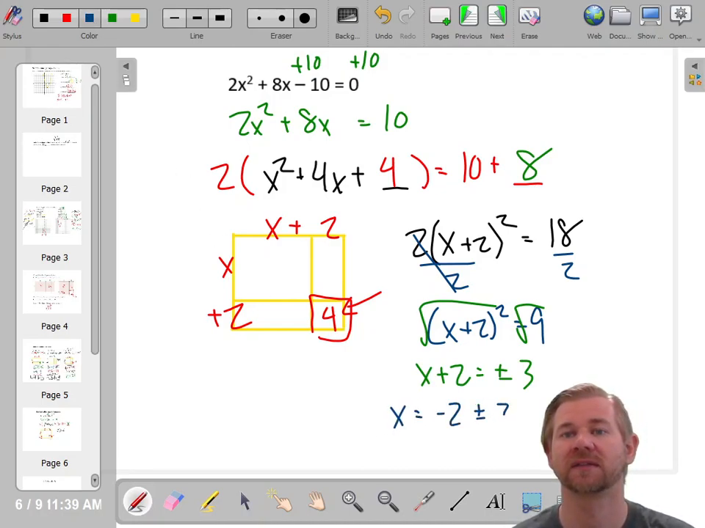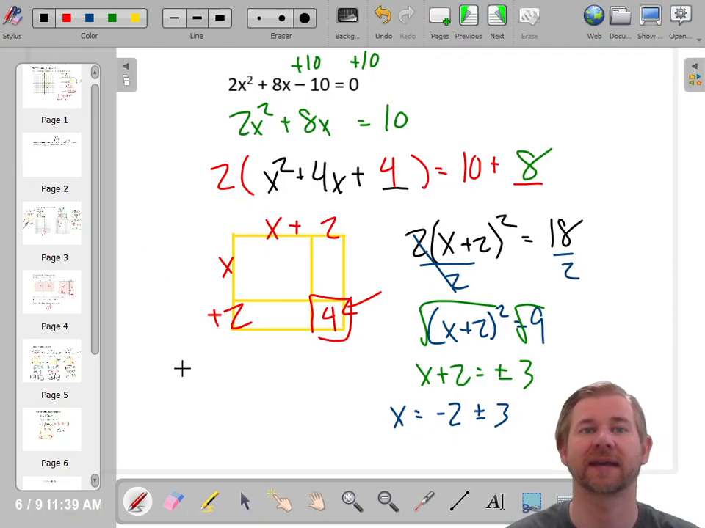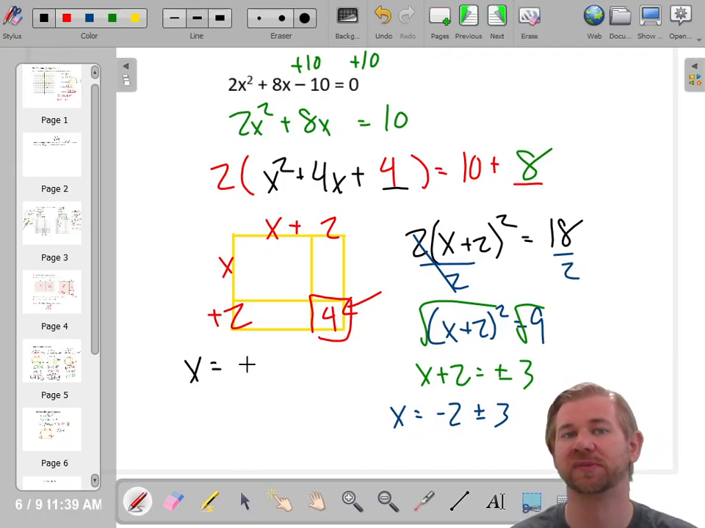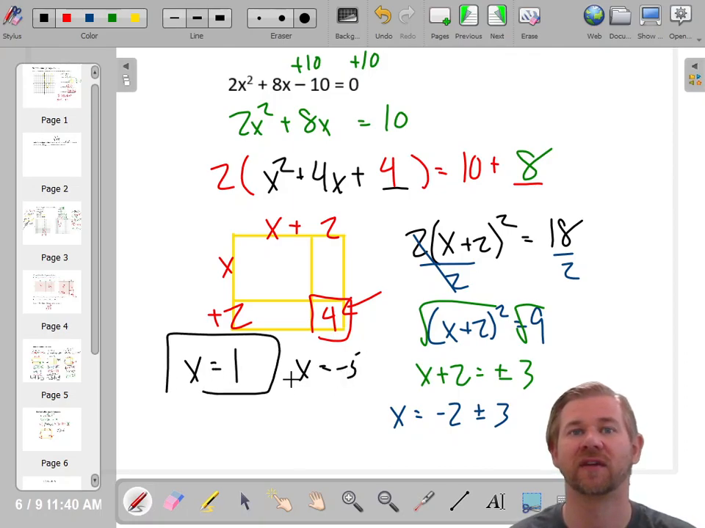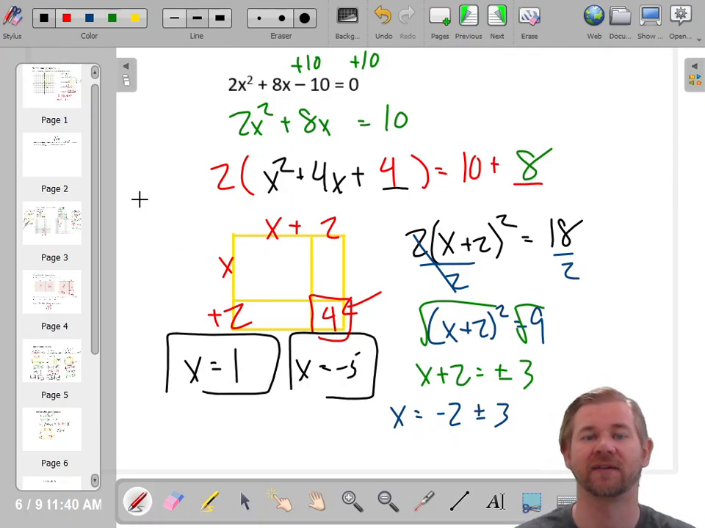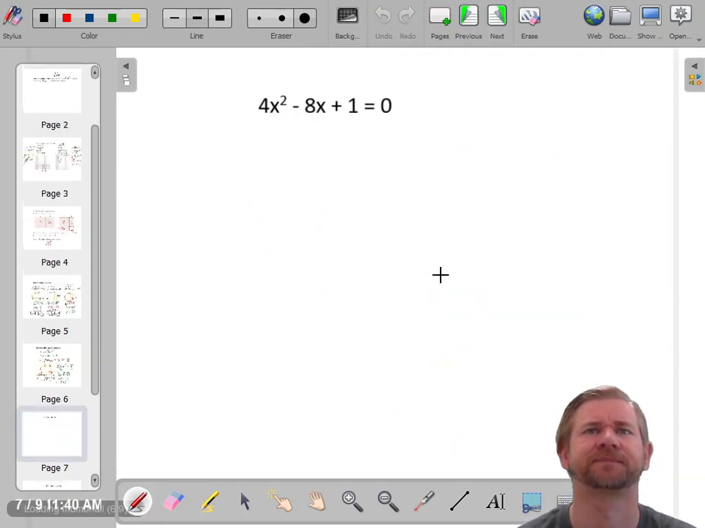Subtract 2 on both sides. So if you do x equals negative 2 plus 3, you get 1. And negative 2 minus 3 is negative 5. So 1 and negative 5 are my two zeros. But you have to factor out the GCF before you can do that, or this won't work. Okay, this one's a little fancier. Let's try another just like that.